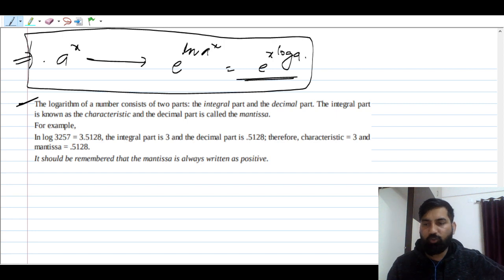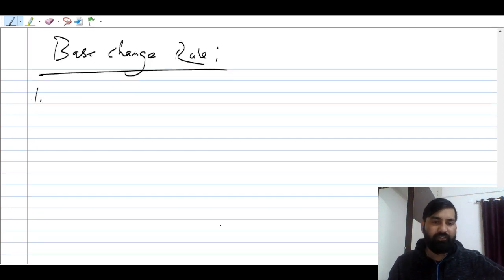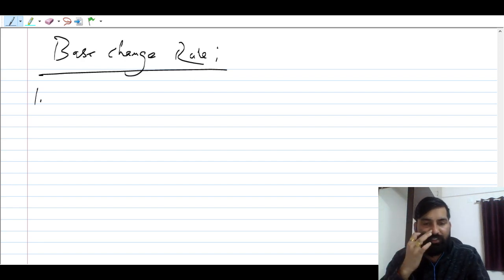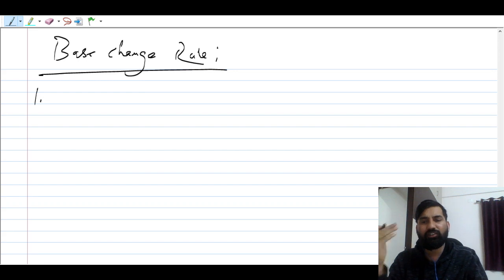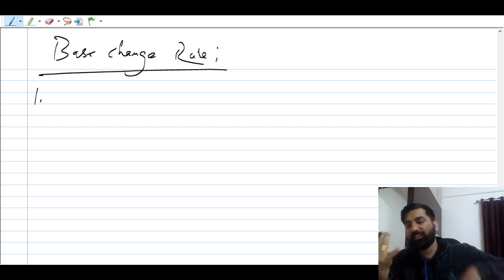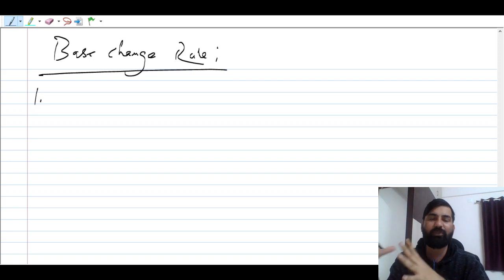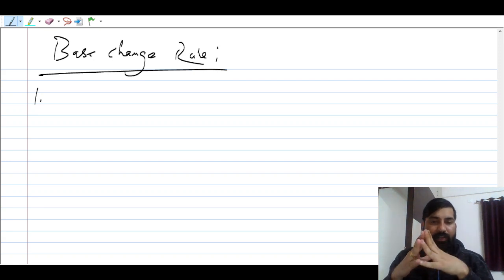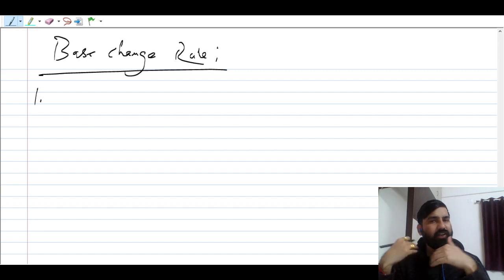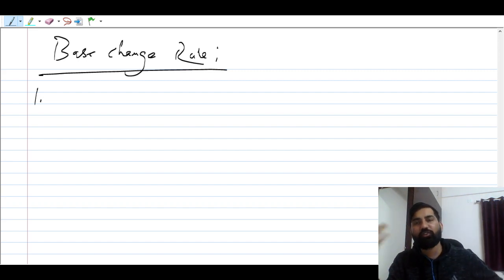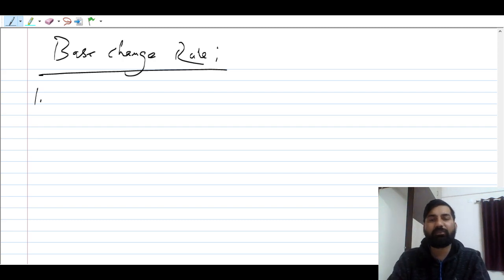Fine. Let us come to base change rule. Base change rule is very important. Whatever theorems we have studied in log are all related to the operation on log with the same base. Base can be 10, base can be 2 also. In case of a binary situation we always take base 2. But you will find in many questions that you have to change the base, like you have to deal with different bases also. So what is the base change rule in that situation?